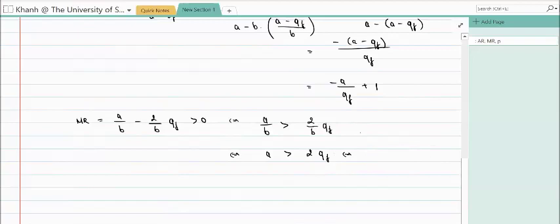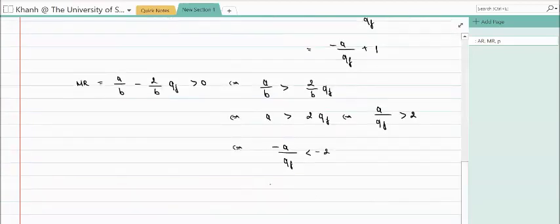So I would have A on QF is bigger than 2. Therefore, if I multiply both sides by -1, I get negative A on QF smaller than -2, so it changes the sign of the inequality. And if I add 1 to both sides of this inequality, I get it smaller than -2 plus 1, which is equal to -1. As you can see, this expression is just the price elasticity of demand. And so we have proved that the price elasticity of demand is smaller than -1.